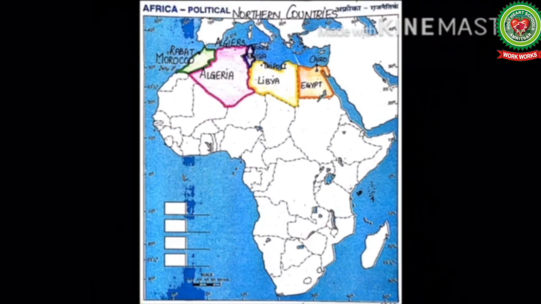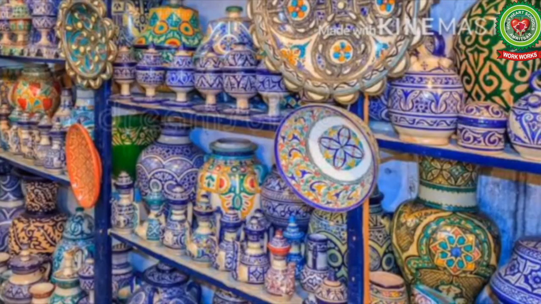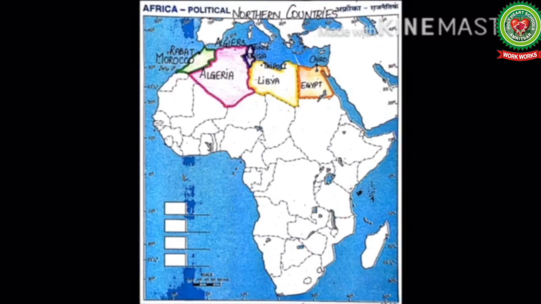Its capital is Rabat. It is well known for its medinas. Medinas are the historical cities and the places to hunt handicraft. Morocco is well known for its handicrafts like leather items, teapots, jewelry, etc. Next is Algeria and its capital is Algiers. Algeria is Africa's largest country in area and it is 10th largest country in the world.